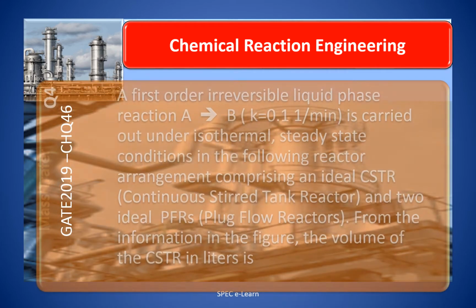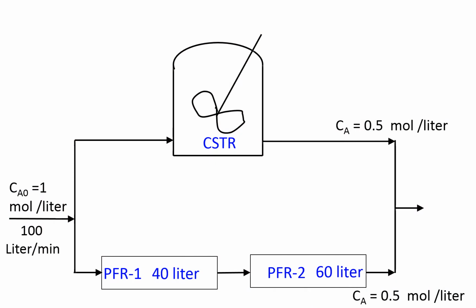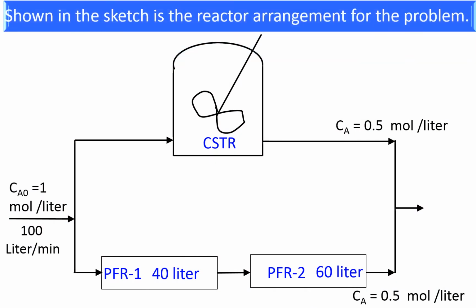GATE 2019 question number 46. A first order irreversible liquid phase reaction A going to B with k equal to 0.1 per minute is carried out under isothermal steady state conditions in the following reactor arrangement comprising an ideal CSTR and two ideal PFRs. From the information in the figure, the volume of the CSTR in liters is? Shown in the sketch is the reactor arrangement for the problem.